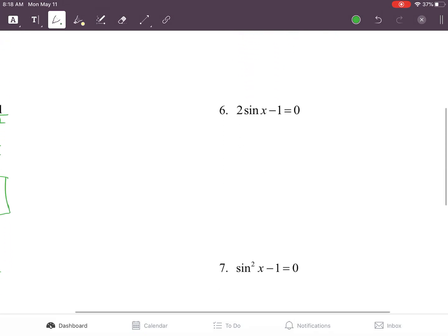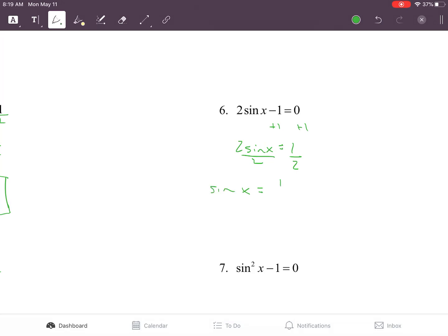All right, number 6. To get sine of x by itself, we're going to add 1. So we get 2 sine of x is equal to 1. Then we have to divide by 2. So sine of x is equal to 1/2. So where is the y value going to be 1/2? It's going to be positive 1/2. So there are only 2 spots: pi over 6 and 5 pi over 6. There are only 2 places on the unit circle where the y value is positive 1/2.